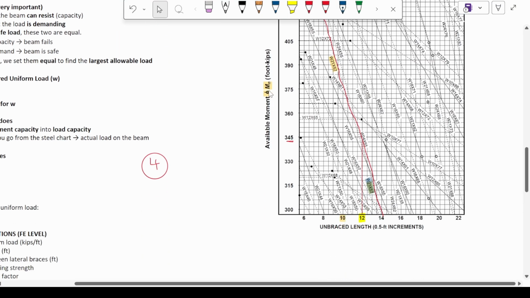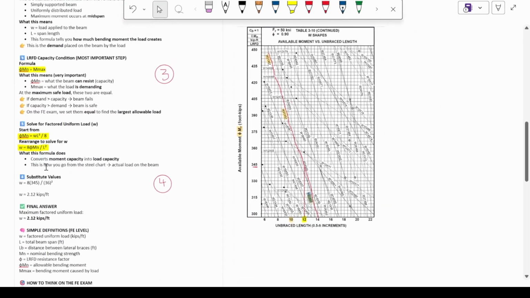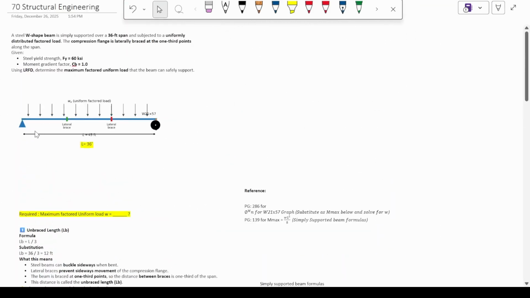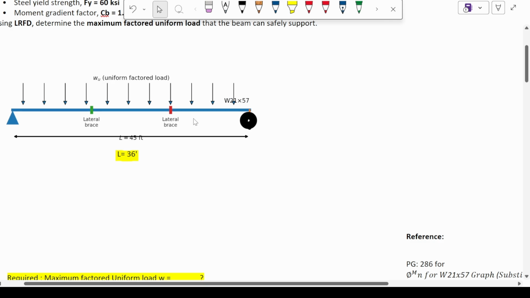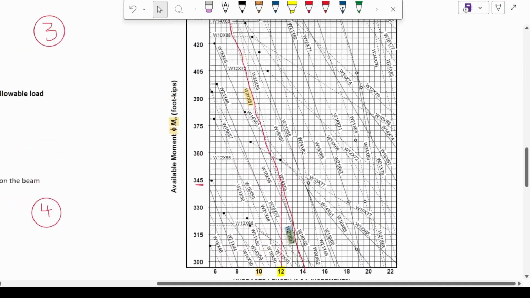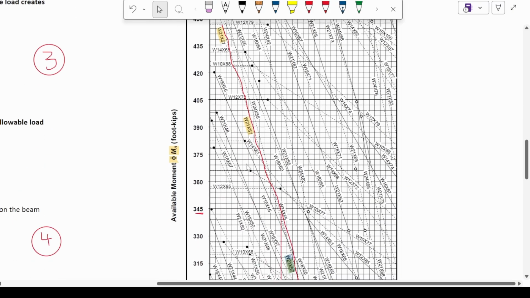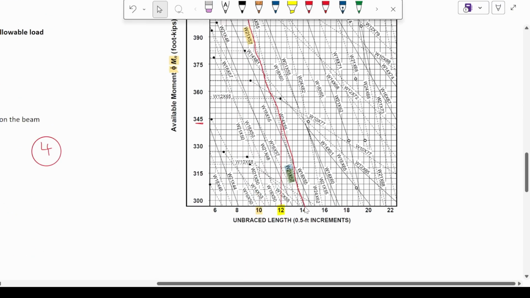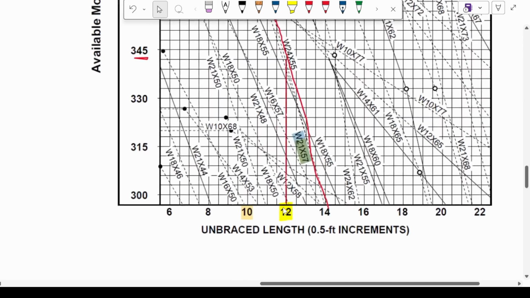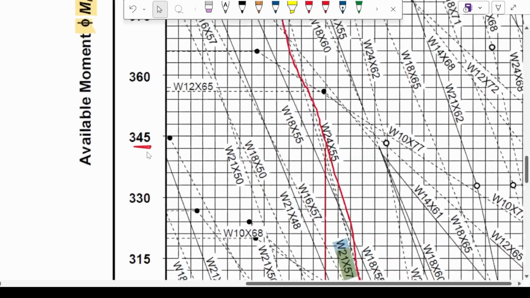So using the φMn, we also need the unbraced length, which is the total length divided by the total number of spans. Total length is 36 divided by 3 spans, that is 12 foot, 12 foot, 12 foot. 12 foot is your unbraced length. Using this data, if you map it in this curve, the W21 by 57 curve goes all the way from the top, touching the x-axis at 14. So if you put the unbraced length at 12, it is going to strike at approximately 345. φMn is equal to 345.